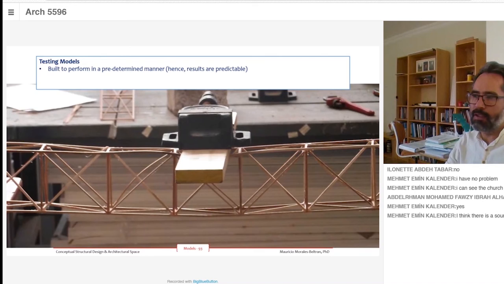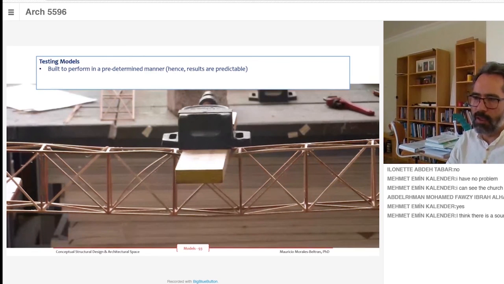After all these experiences, I have come up with the different types of models we are using to teach, or actually to learn about structures. The first one I call the testing model. The intention is to show a predetermined behavior. As an instructor, I know what the behavior of this truss beam is, but it's good to make it, because the students are going to see the behavior.